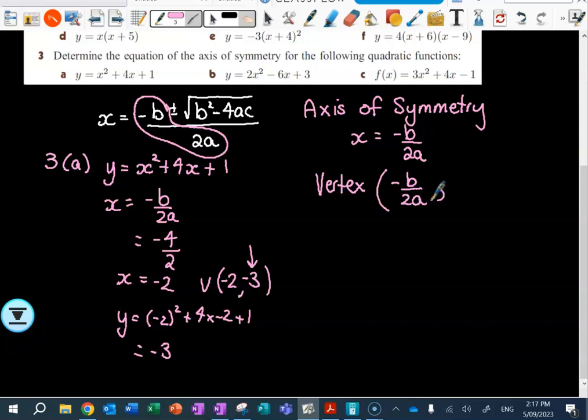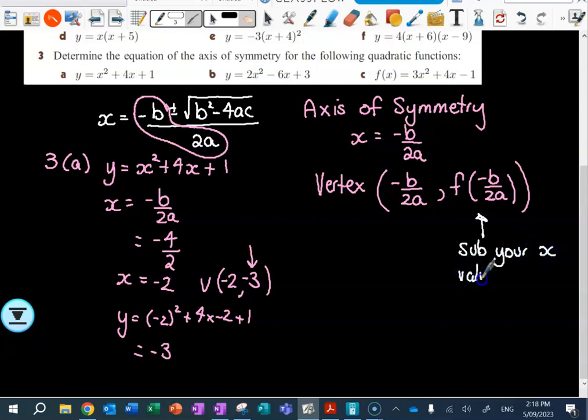I haven't got enough room, have I? So watch what we write. We go f of minus b over 2a. And that's what that means. Remember we said f of x is fancy for y? So that's just saying, go back to your function and slap your x value back in. So if you want to, I'll write that there. That just means sub your x value back into the original. Make sense?